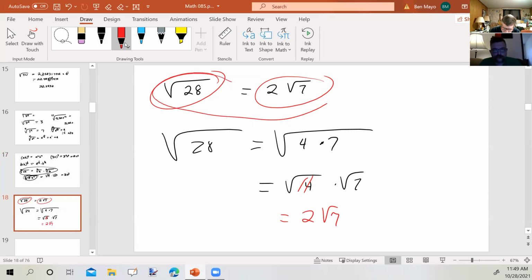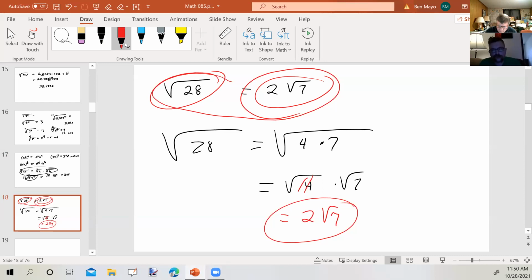So that's how I got from here to here. This is considered simplified because what's left inside is not a perfect square. It doesn't have a factor that's a perfect square other than a 1, which doesn't get us anywhere. So I've simplified it as much as I can. That's called simplifying the radical.